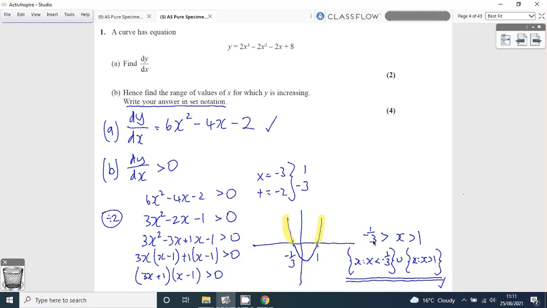Okay, now putting it into set notation, you've just got to learn how you set this out. All right, so open curly bracket, x colon, we want the set of points where x is less than minus a third, close the squiggly brackets, union, squiggly bracket, x colon, x is greater than 1, squiggly bracket.